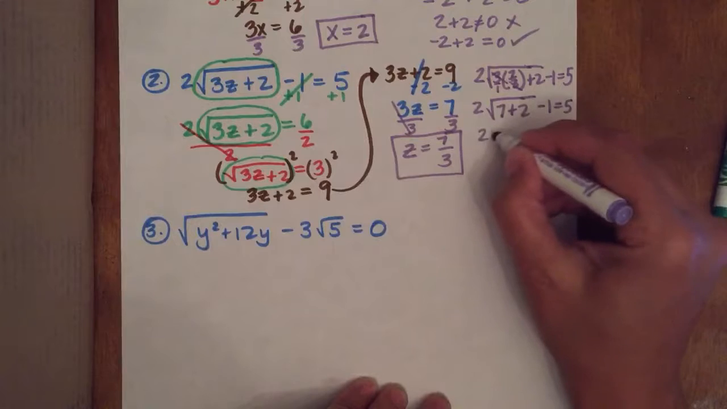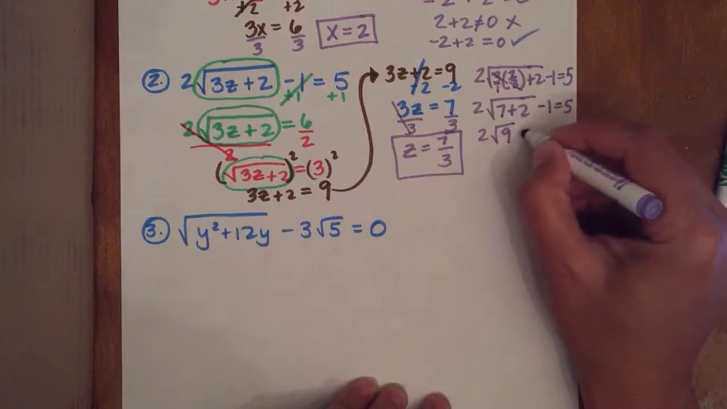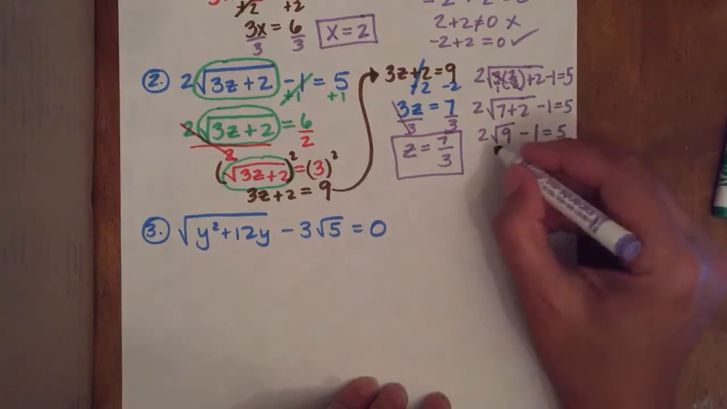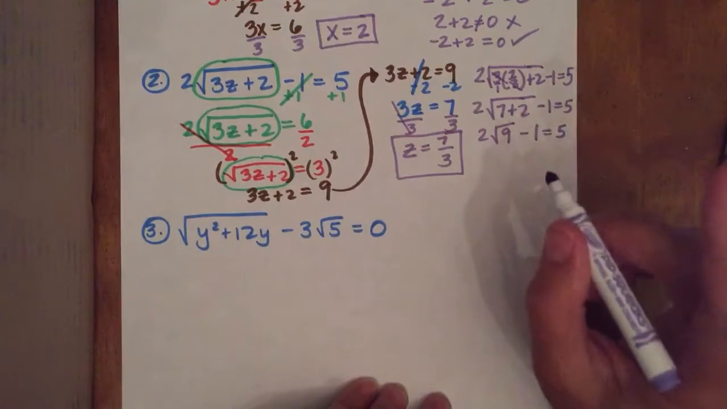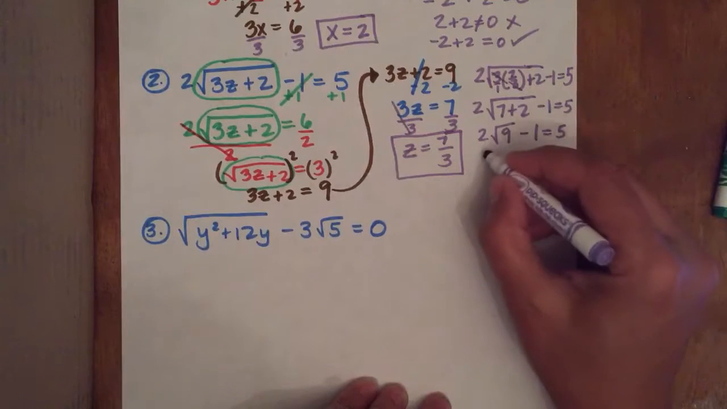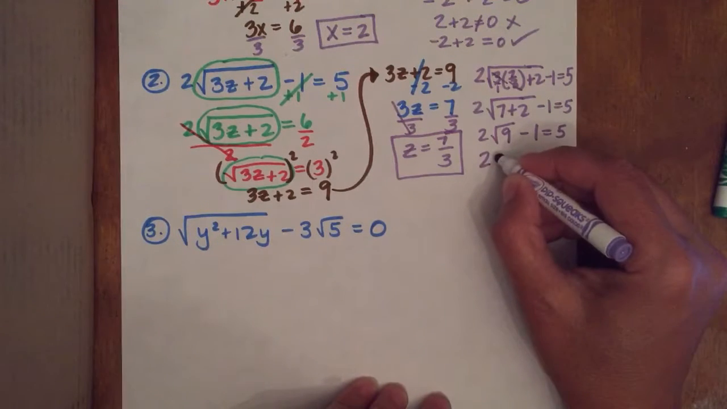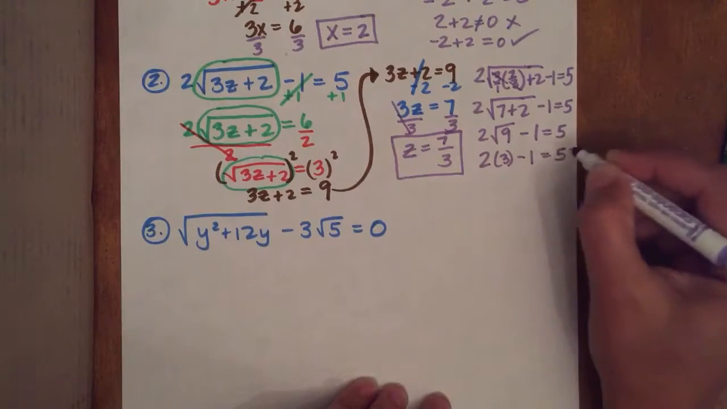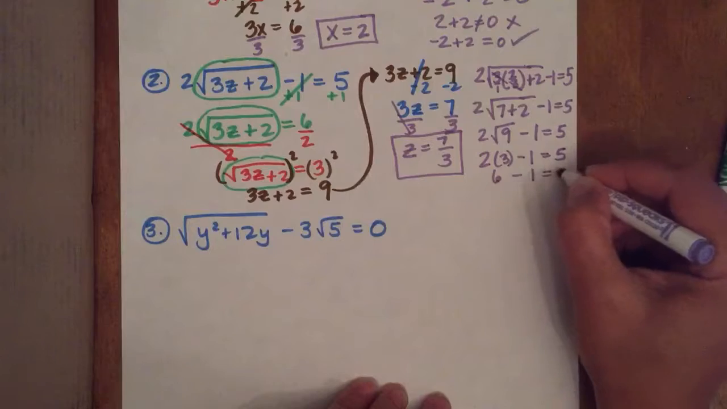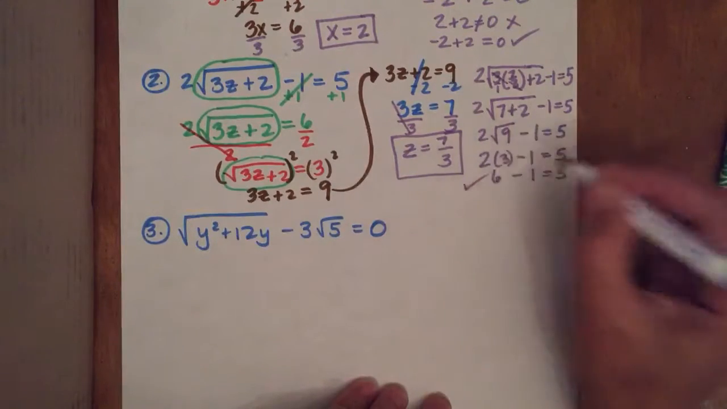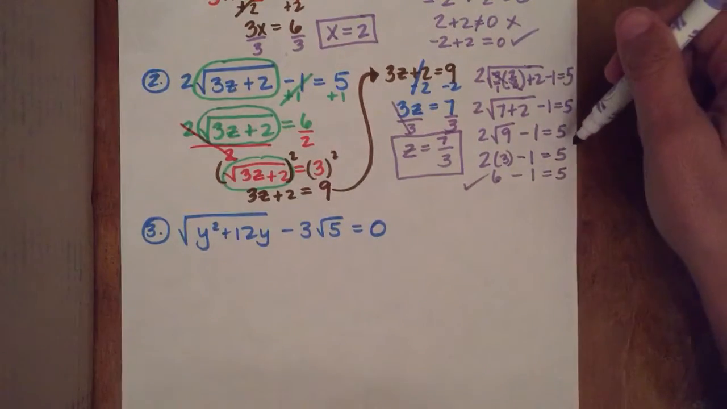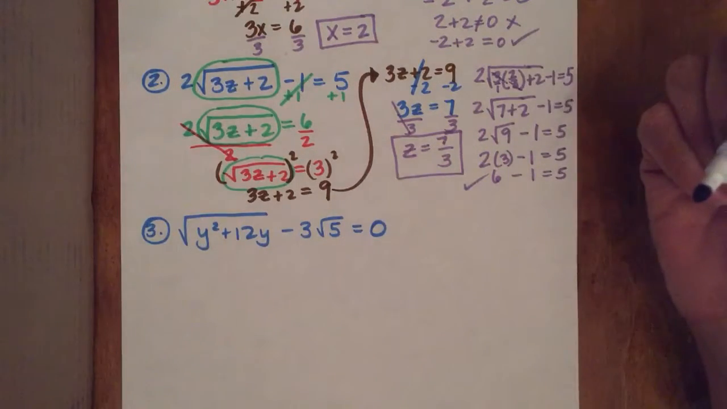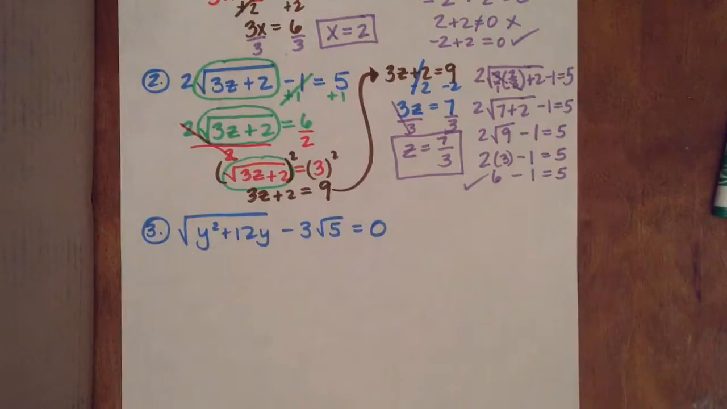7 plus 2 is 9, so that's 2 times the square root of 9 minus 1 equals 5. The square root of 9 can be positive or negative 3. So we'll try the positive. So I have 2 times 3 minus 1 equals 5, which gives me 6 minus 1 equals 5, which is a true statement. Now let's say I would have had a negative value over here. You could have tried negative 3, because remember, every square root has a positive and negative case.